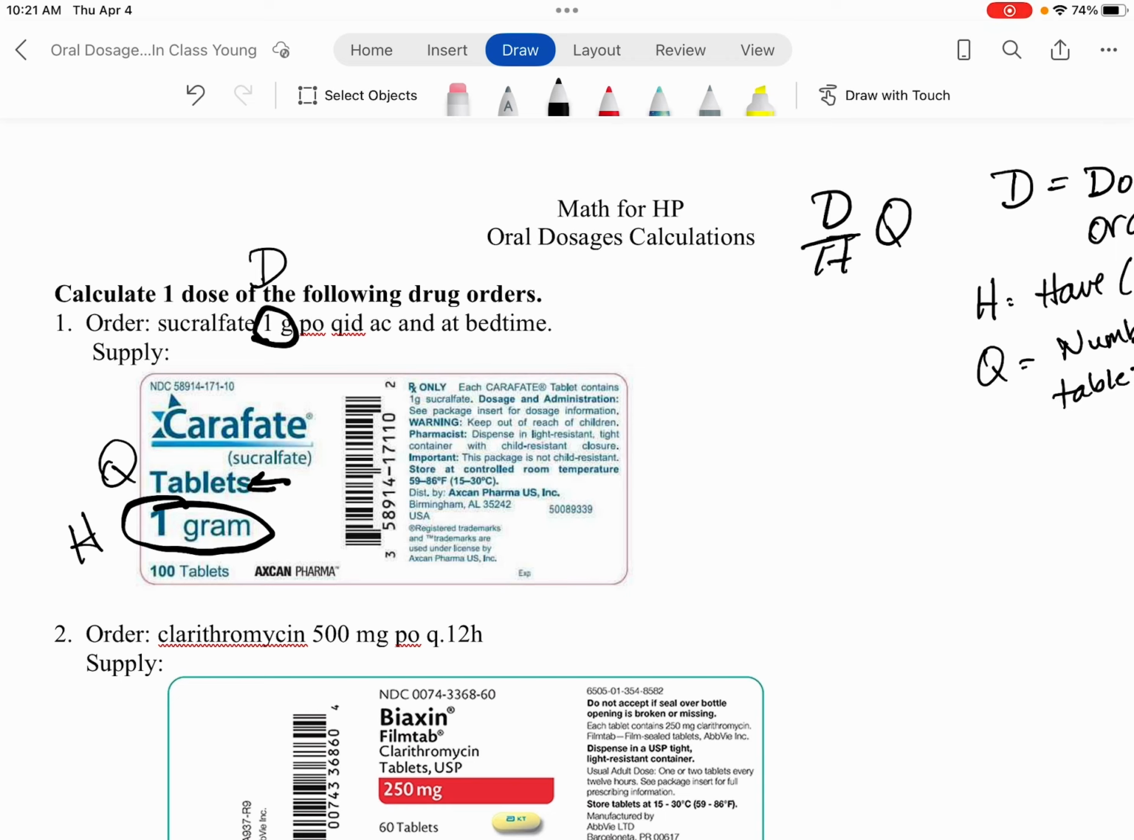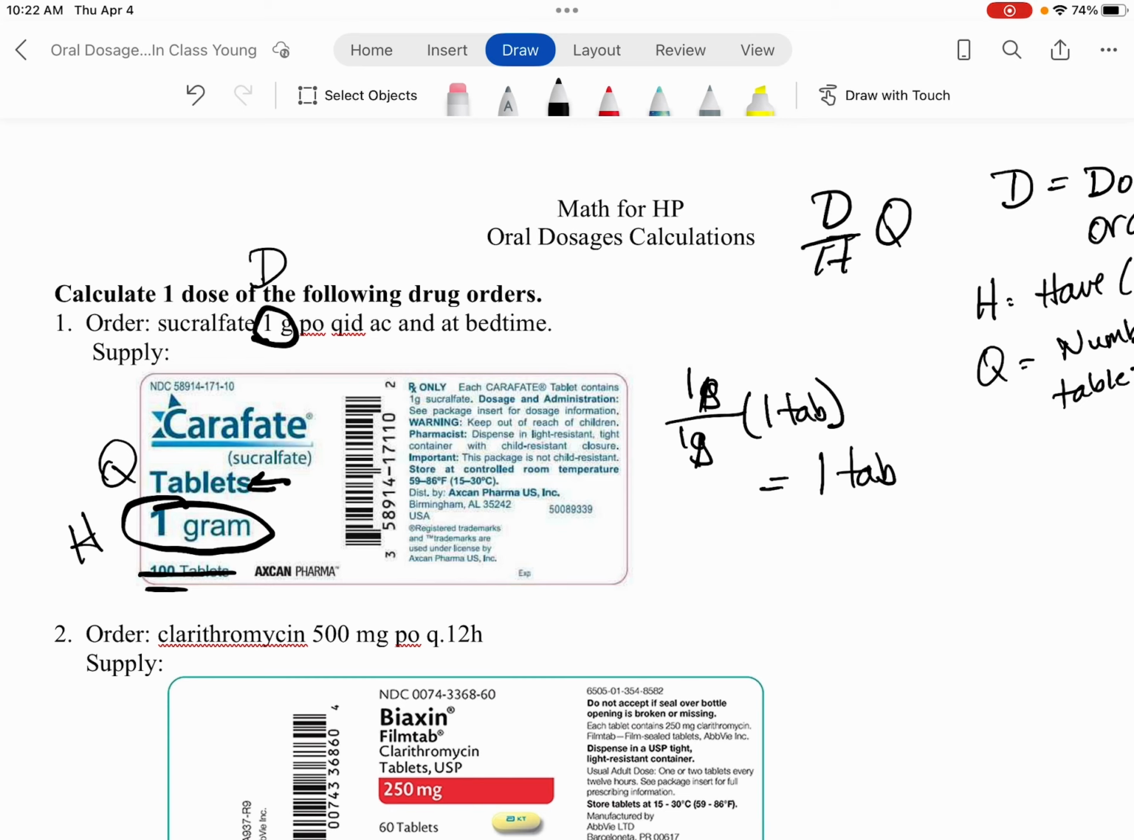So following my formula, desired over have times quantity, my desired is 1 gram, my have is 1 gram, and my quantity is 1 tablet. Now, even though there's 100 tablets in the vial, I'm not using that amount. I'm using just 1 tablet because it's 1 gram per tablet. The weight of the medication on the label is per tablet. So when I do the math on this, my grams cancel. 1 divided by 1 times 1 gives me 1 tablet.